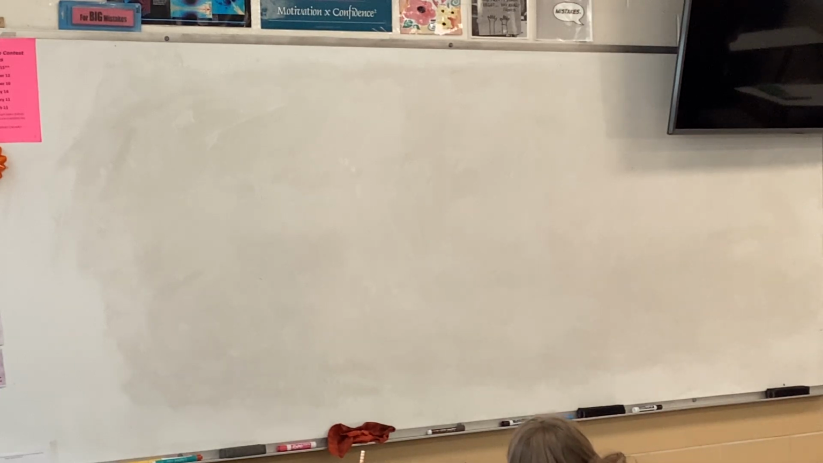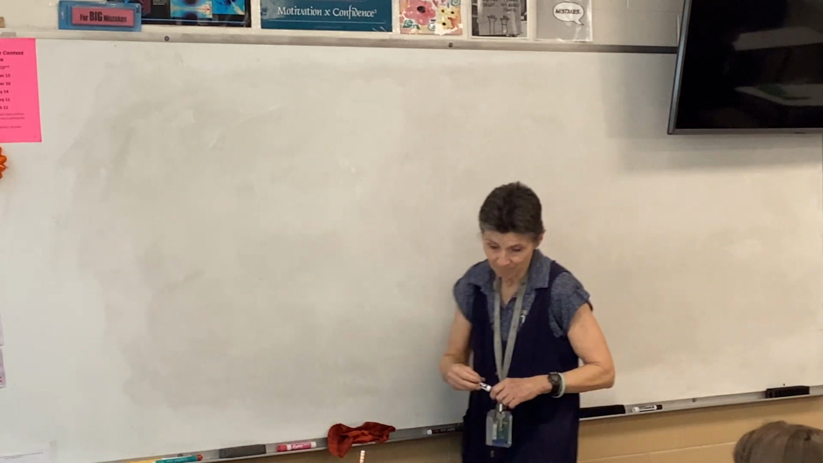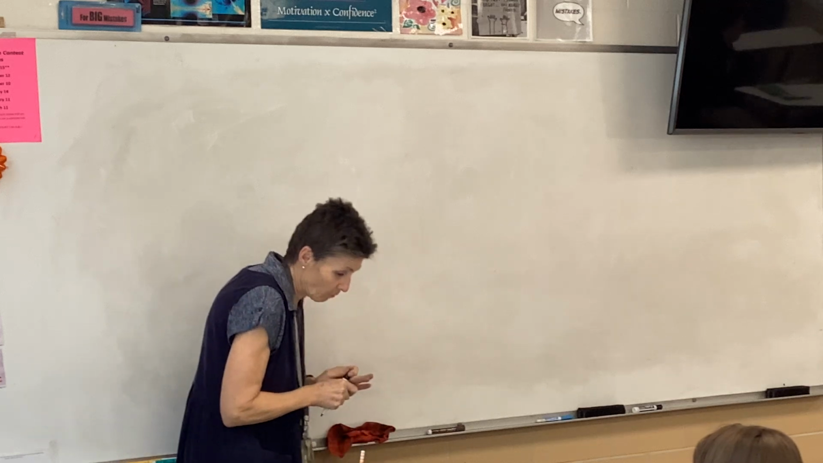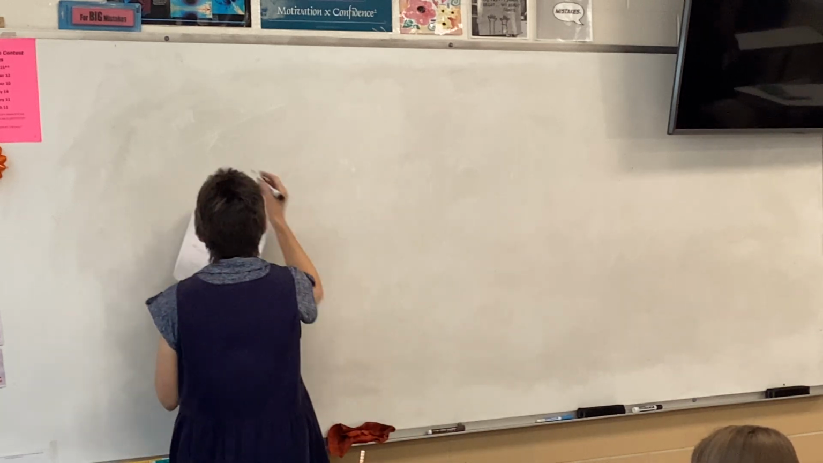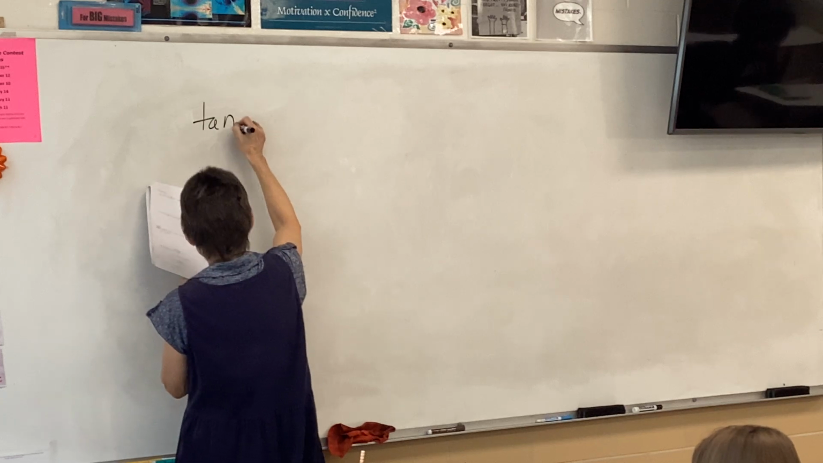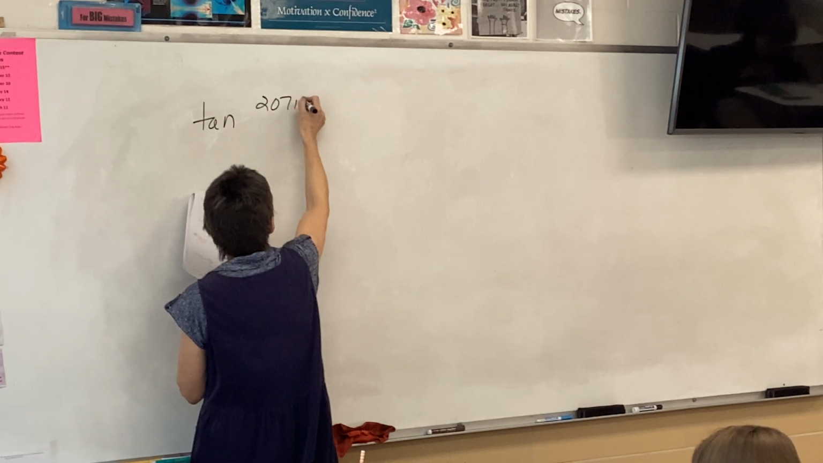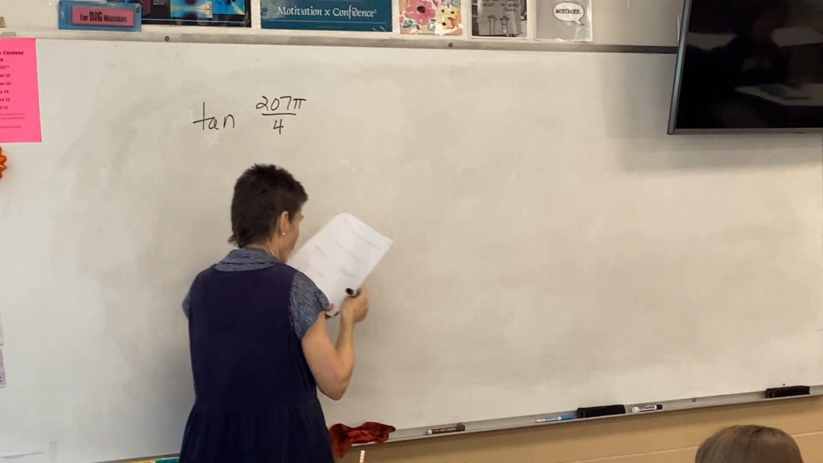And then epsilon 5/4. We will not get it done. It's a big section. But for our review problem, I have two of them actually. Let's find the tangent of 207 pi over 4.